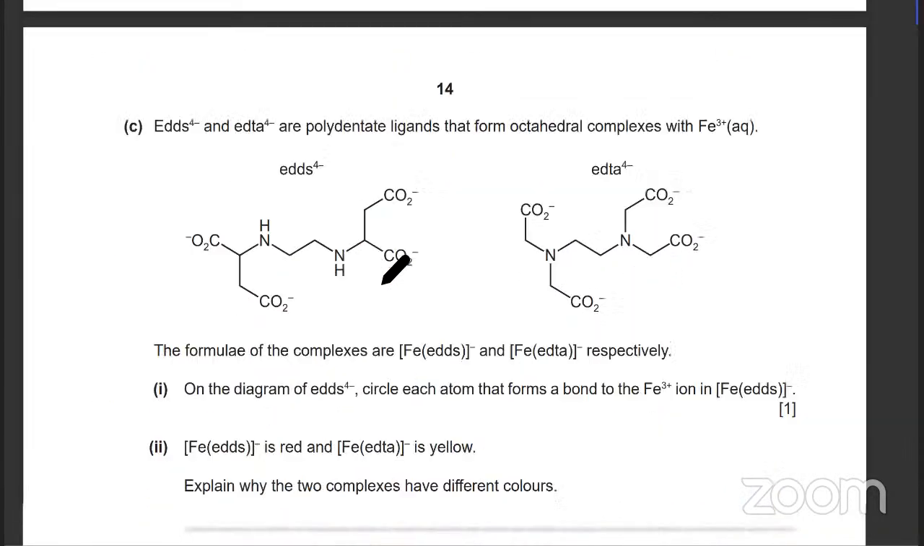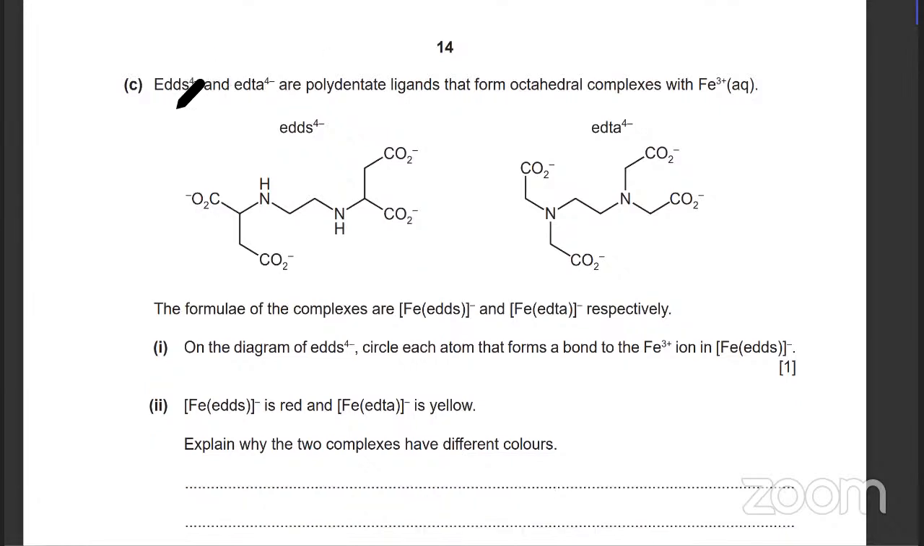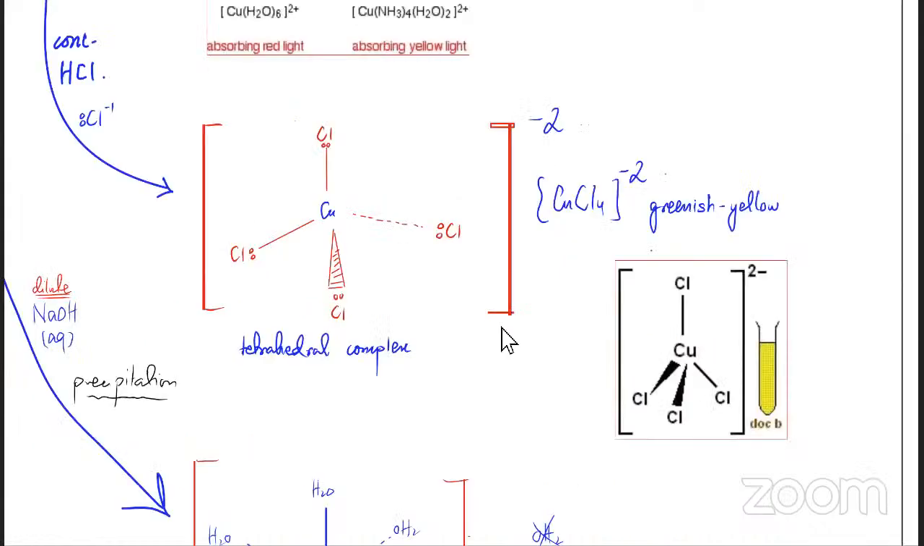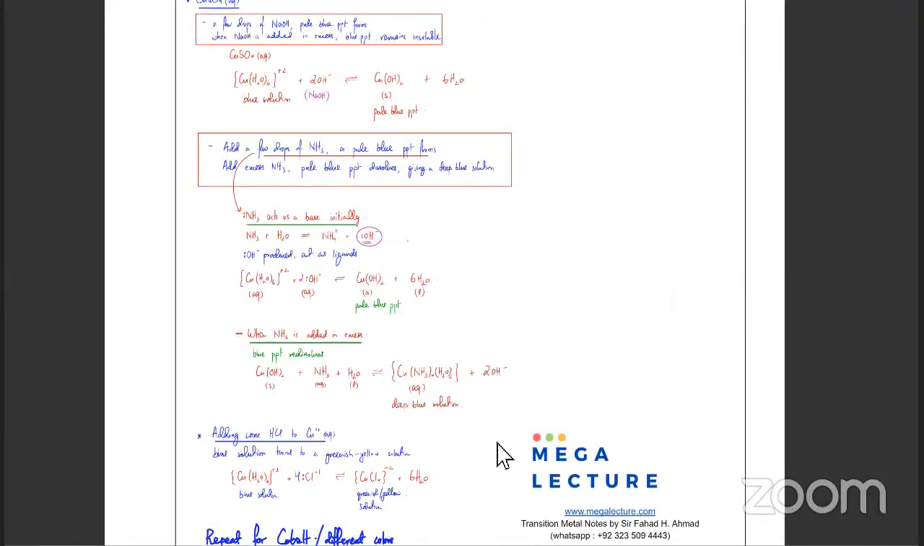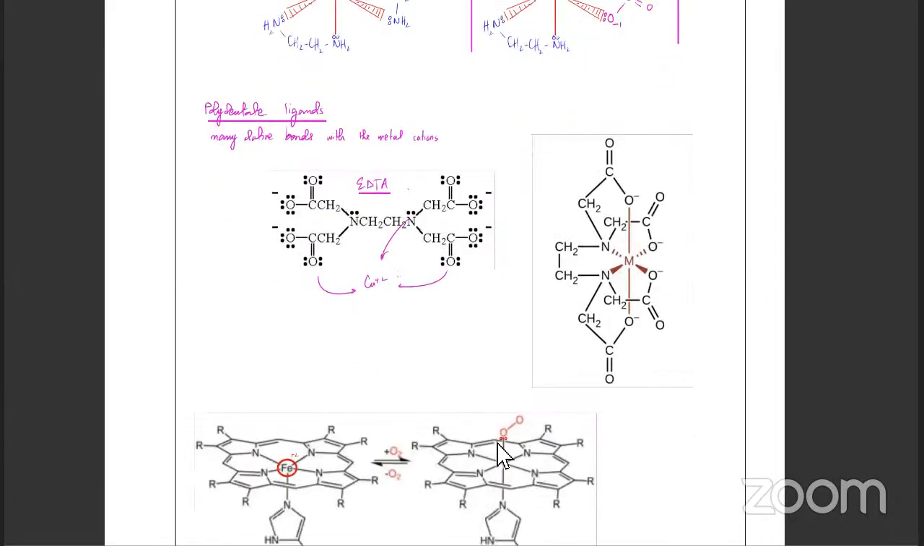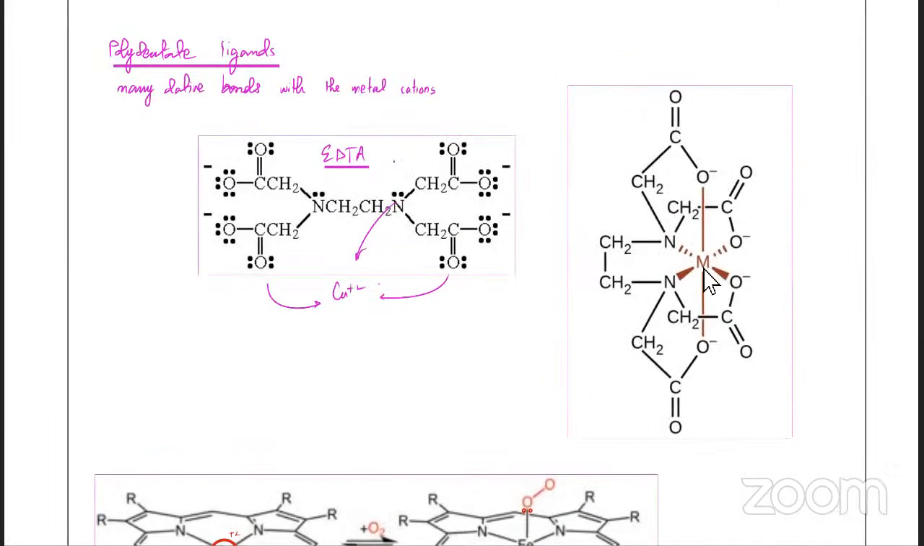The next part is about EDDA, EDDS and EDTA. These are polydentate ligands. What's a polydentate ligand? It's a ligand that is capable of forming many dative bonds. There would be examples of polydentate ligands over here. This is an example of EDTA. The metal ion is right in the middle, and the molecule is a big complex molecule, and the lone pairs are approaching from all sides to form dative bonds, getting attracted to this metal ion over here.